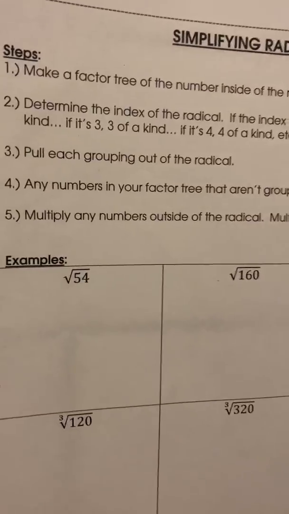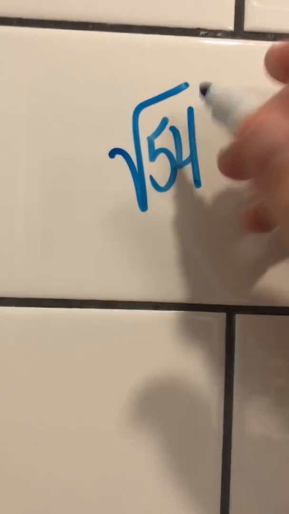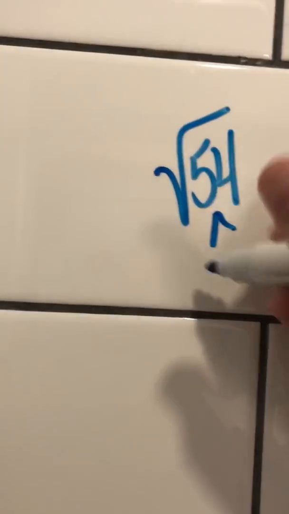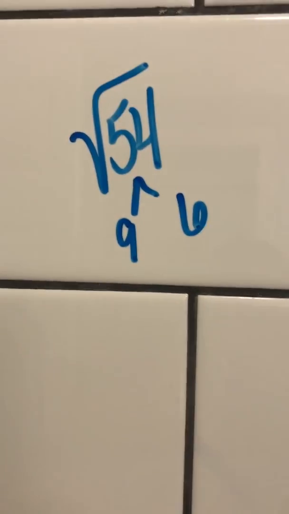But step 1 says make a factor tree. Now you've been doing this for a few years now. Everyone knows how to do that. For the square root of 54, I'm going to break that down into 9 and 6. And now there's many different ways to break this number down.